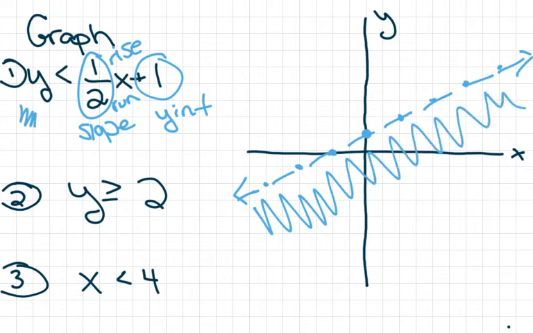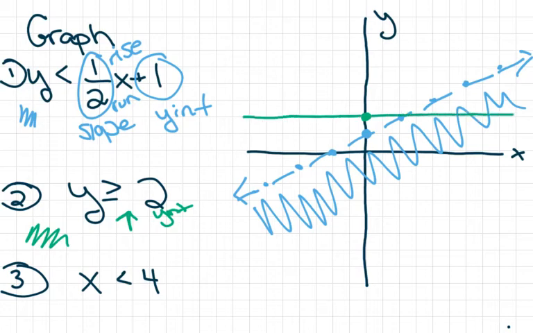All right, example number 2, I'm going to put in green. It says y is greater than or equal to 2. So you'll notice there is no slope right here, which means our slope is 0. Our y-intercept is 2. So I'm going to go to 2. Since our slope is 0, that's a horizontal line. So I'm going to draw a nice solid line across. And since it's y is greater than, we are shading above.